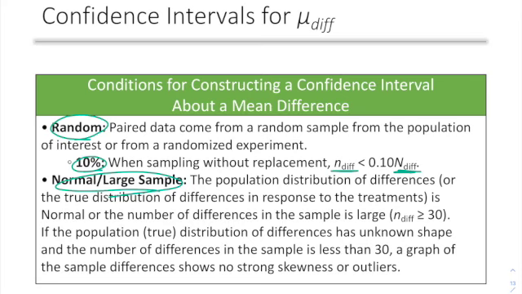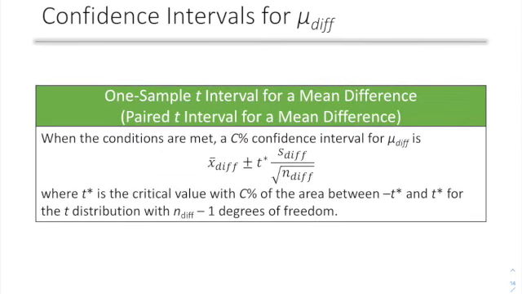So the paired data needs to come from a random sample. 10%: the difference needs to be less than 10% of the population. And you still have your sample size, but we're just looking at the difference. Then for the formula for the confidence interval, it'd be the average difference plus or minus your test statistic, and then your standard error is based on the difference group.